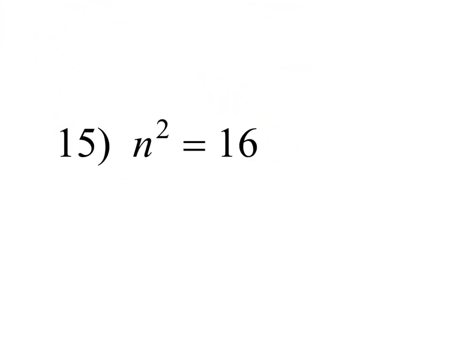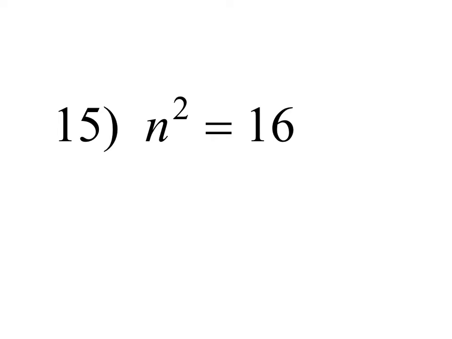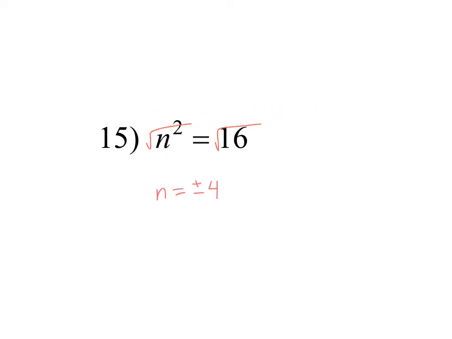Let's go to 15. Kevin, what do we do here? You just do the same thing as the other one. Yep. So we take the square root. We get n is equal to what? 4. Just 4? Remember, it can be positive 4, and it could be negative. So we need to have this plus or minus 4. Good job.